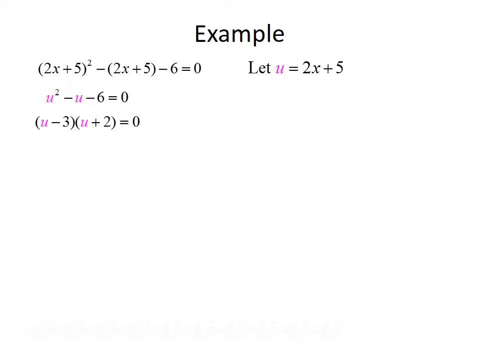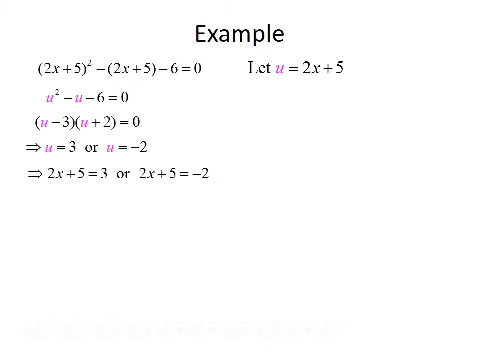It factors out to be u minus 3 times u plus 2 equals 0. If we use the zero product property and solve, we'll get that u equals 3 or u equals negative 2. But again, remember, our problem isn't in terms of u, it's in terms of x. So we need to take one final step. We'll redo the substitution and then solve for x.